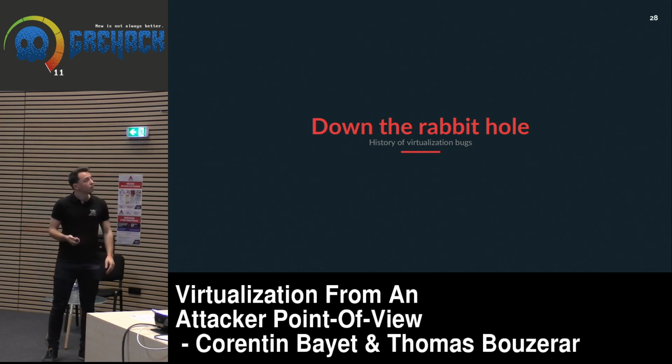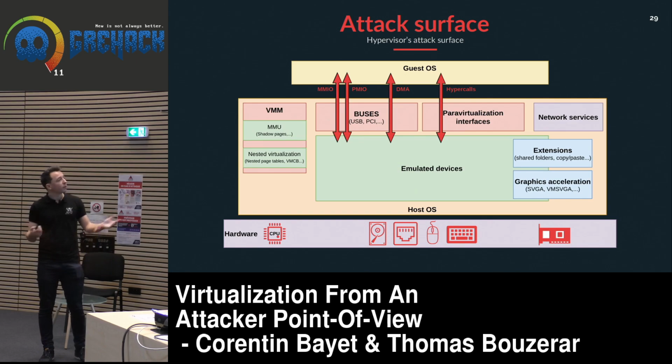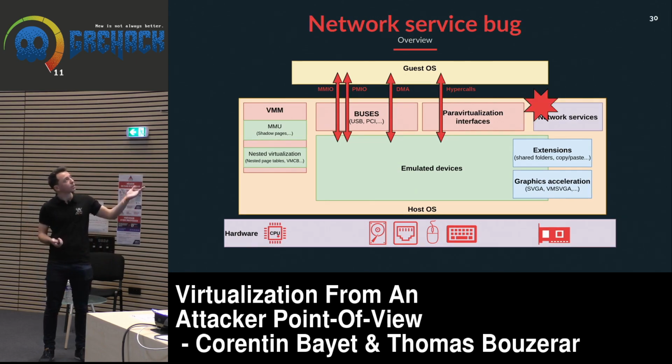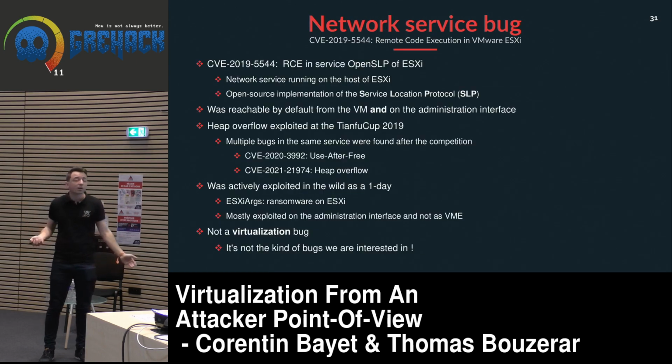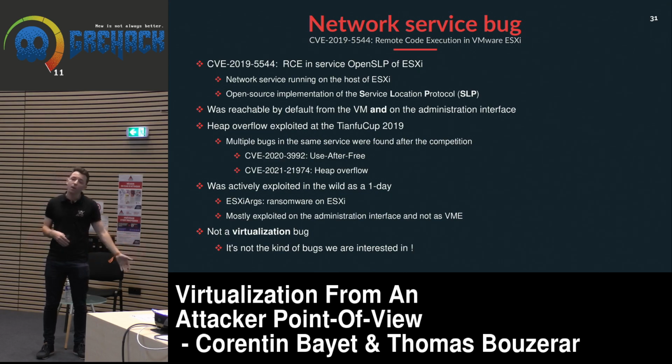And yeah, we presented the attack surface. Now let's review some bugs actually found in hypervisors in the last years. So if we go back to our schema, we'll first start with a network service bug, because it actually exists. The bug we want to talk about was a remote code execution in the OpenSLP service. It was a service running on VMware ESXi. This service was reachable by default from the VM and from the administration interface.